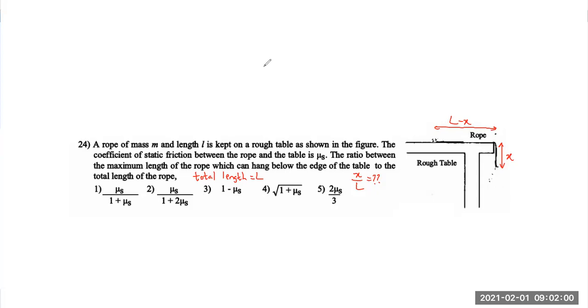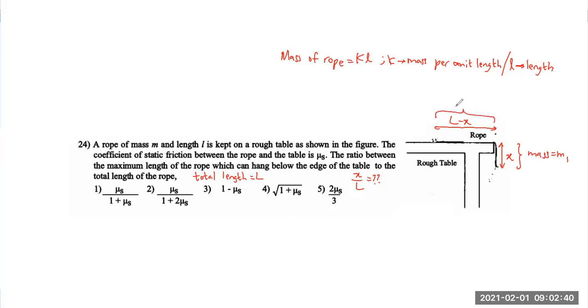Now, if you take a rope, let's consider an equation like this. Mass of rope is equal to KL, where K is the mass per unit length, mass of 1 meter, something like that, and L is going to be the length of the part of the rope we are considering. So I will say the mass of this part of the rope, we'll take it as M1, and the mass of this part of the rope, we'll take it as M2.